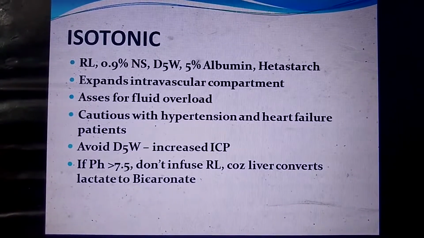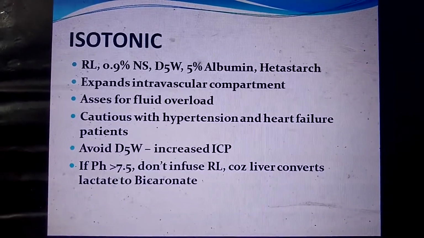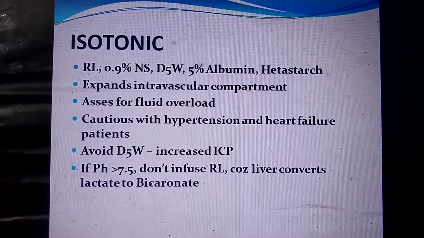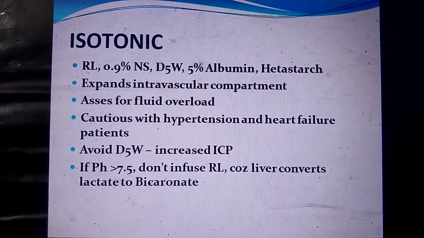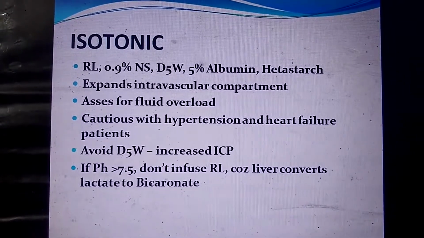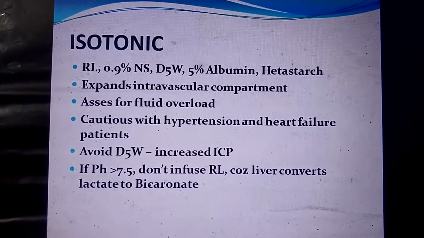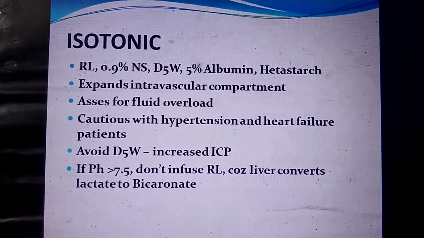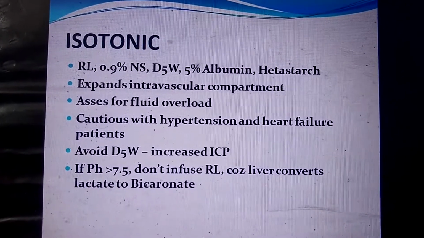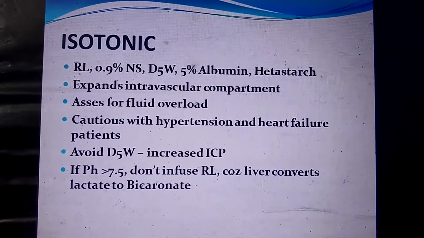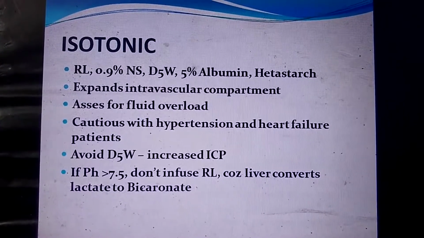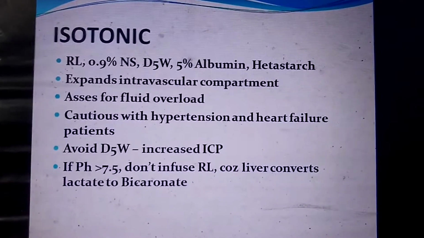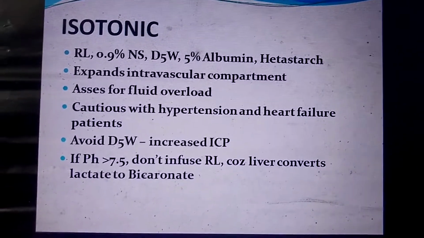Whenever we are giving isotonic fluid, we should be very cautious about fluid overload, especially with patients with hypertension and heart failure. Next, avoid D5W in patients at risk for increased ICP. Even though D5W is isotonic, it will change to hypotonic after administration. And if the patient already has a pH of greater than 7.5, don't infuse RL, because the liver converts the lactate to bicarbonate.